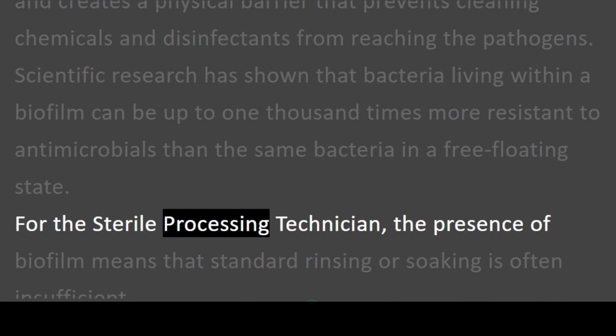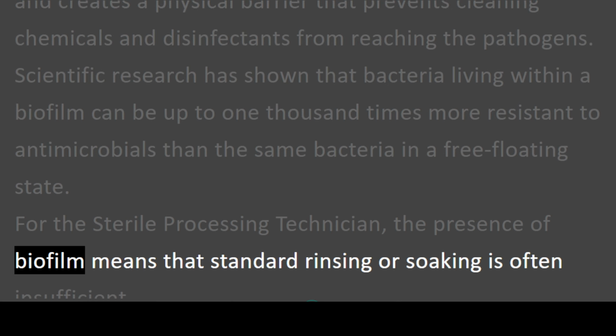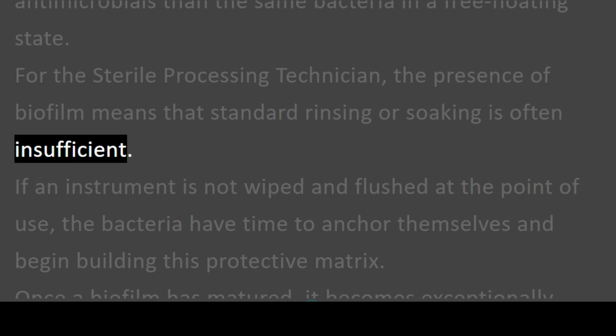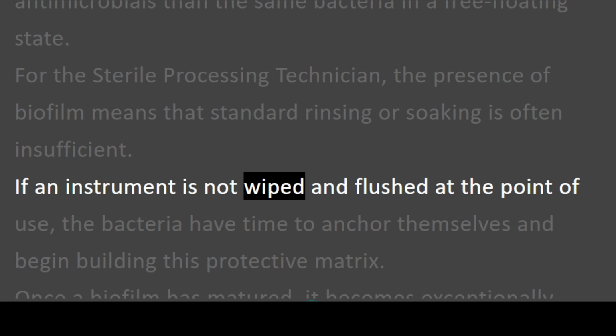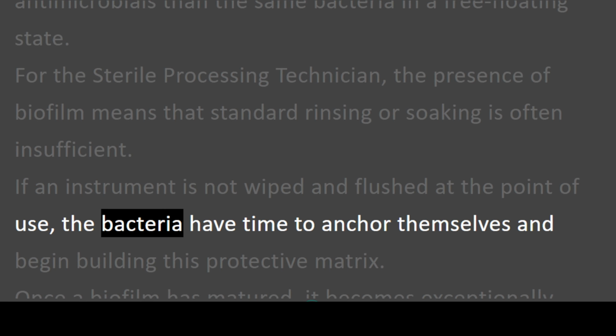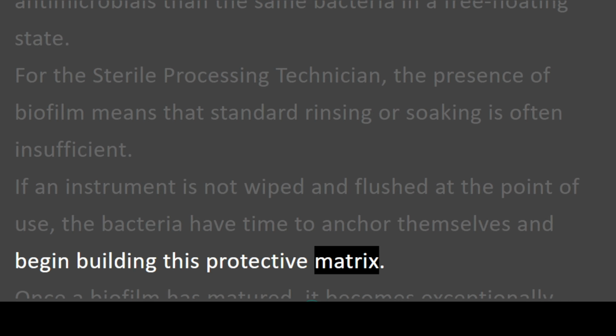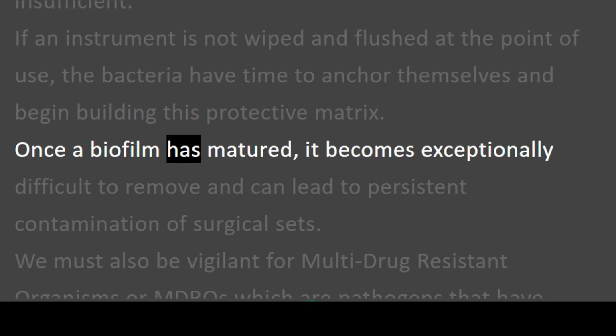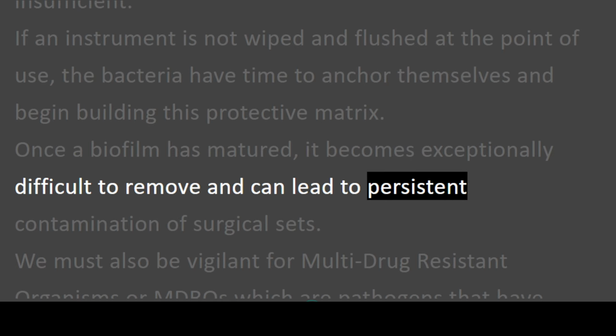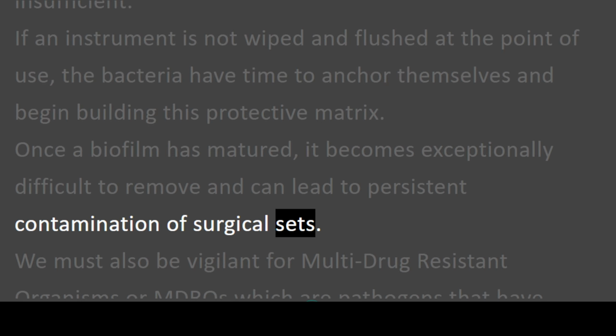For the sterile processing technician, the presence of biofilm means that standard rinsing or soaking is often insufficient. If an instrument is not wiped and flushed at the point of use, the bacteria have time to anchor themselves and begin building this protective matrix. Once a biofilm has matured, it becomes exceptionally difficult to remove and can lead to persistent contamination of surgical sets.